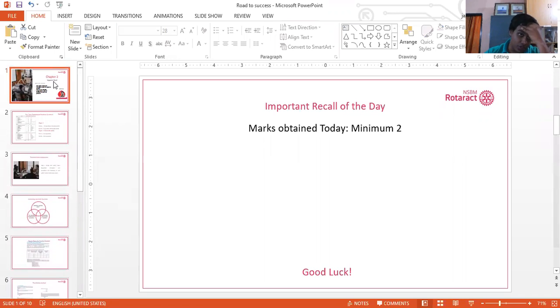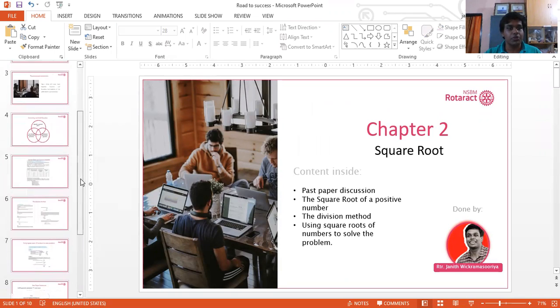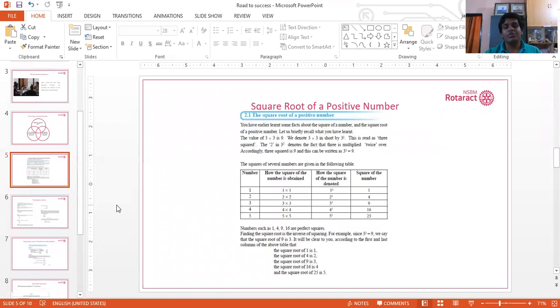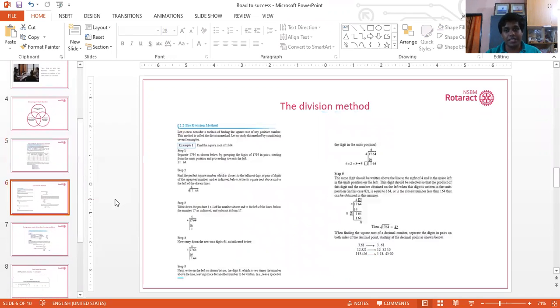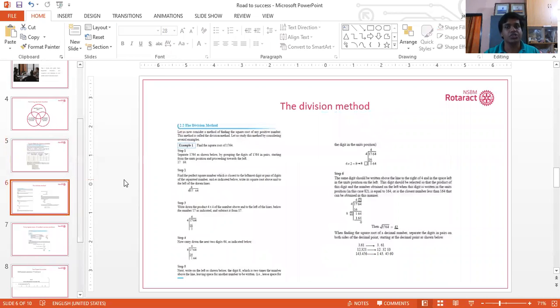What did we do? Let's go to the beginning. Chapter 2, square root. What we did was the square root of a positive number. We now know what is a square root, what is a square, and we found the square root using 2 methods. Number 1 was the approximation method. We can't tell the exact value, but it's a better approximation. Then we did the second method, which is the division method.